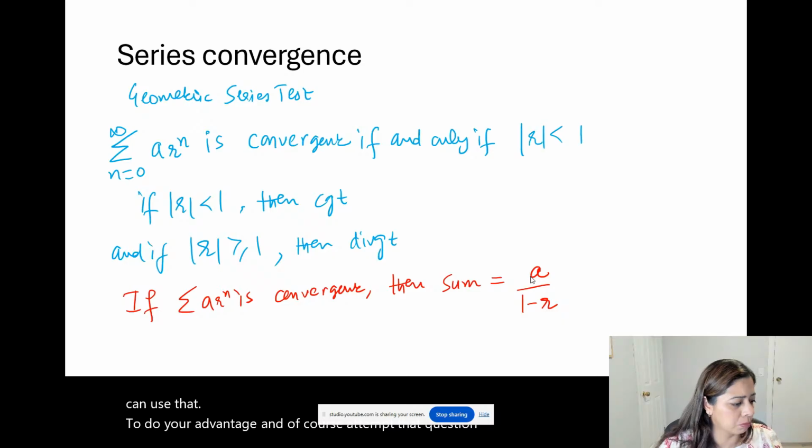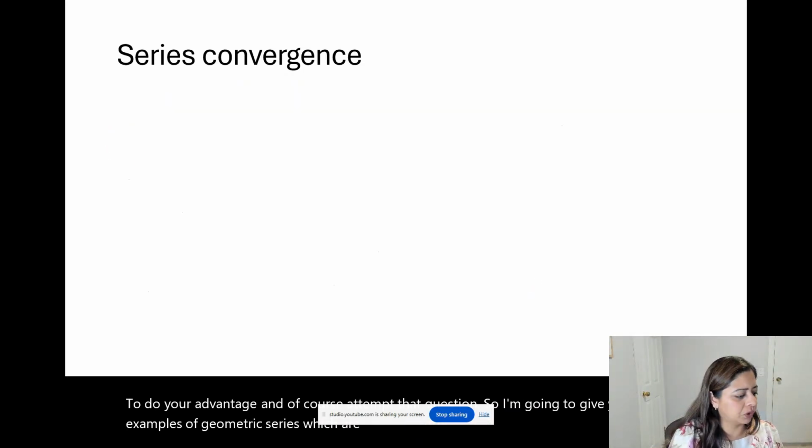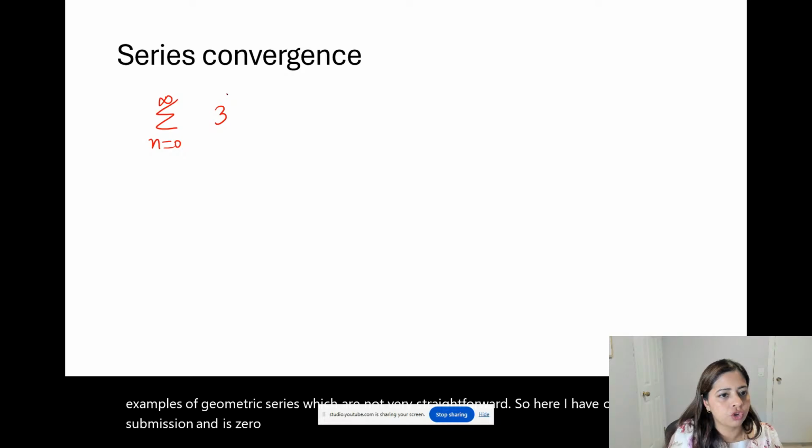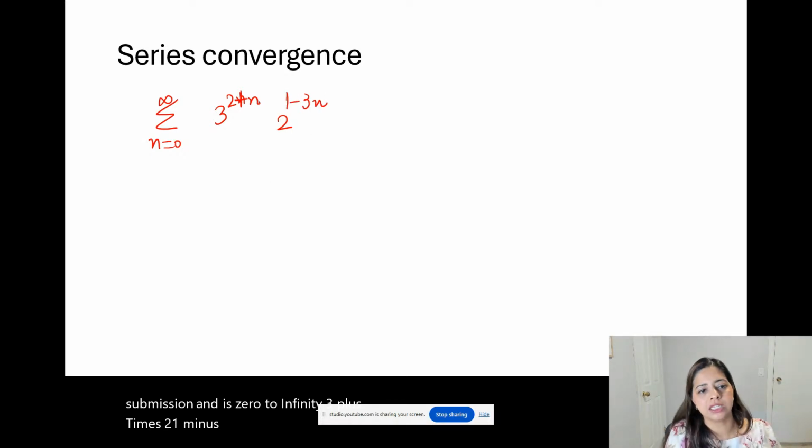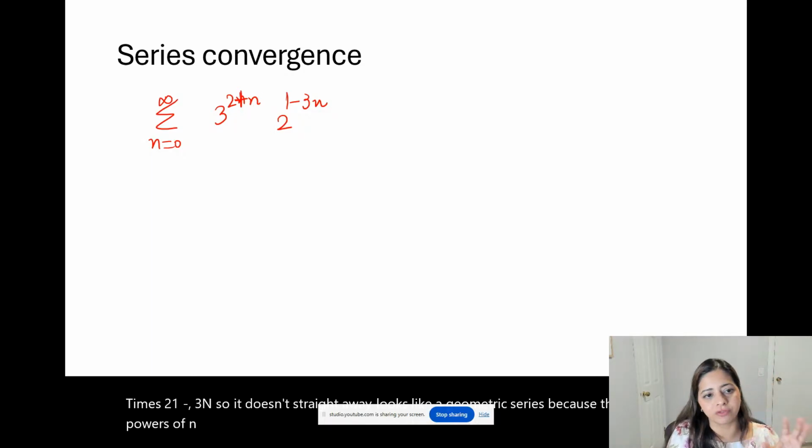So here I'm going to give you more examples of geometric series which are not very straightforward. Here I have one example. Summation n is 0 to infinity of 3 to the power 2 plus n times 2 to the power 1 minus 3n. It doesn't straight away look like a geometric series because there are powers of n, but you also have 2 plus n and 1 minus 3n. So you can do some algebraic manipulation here.